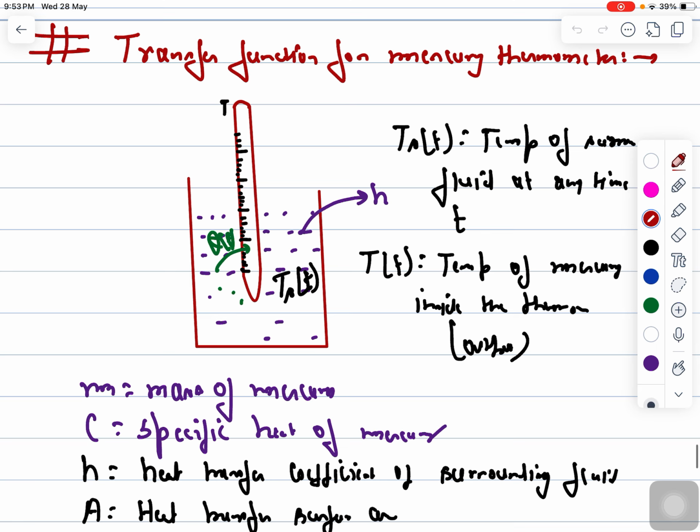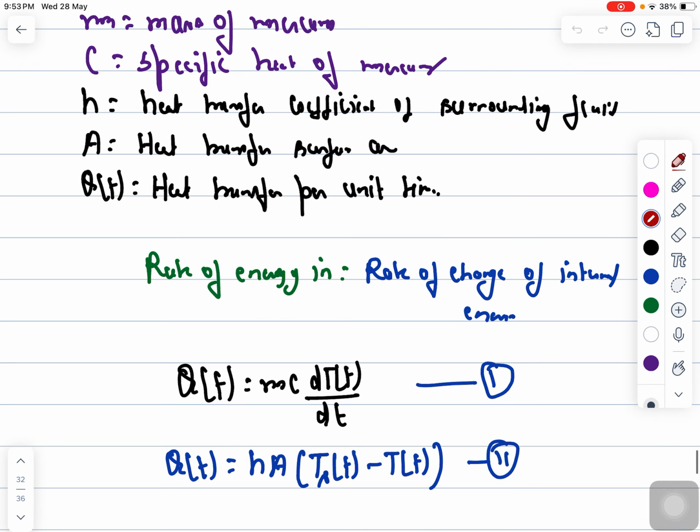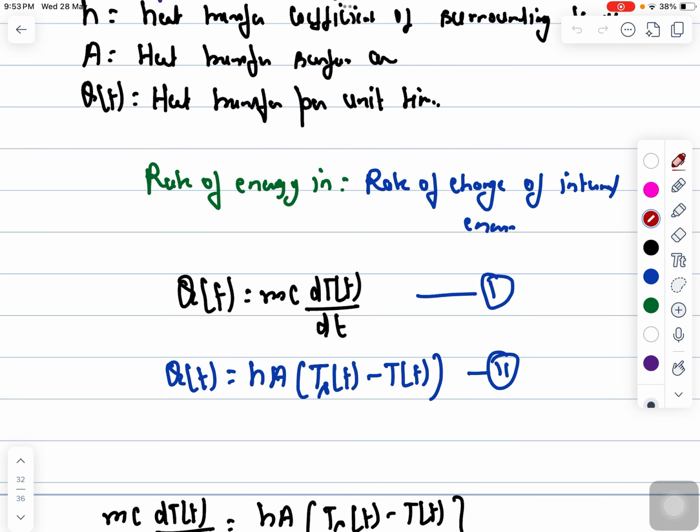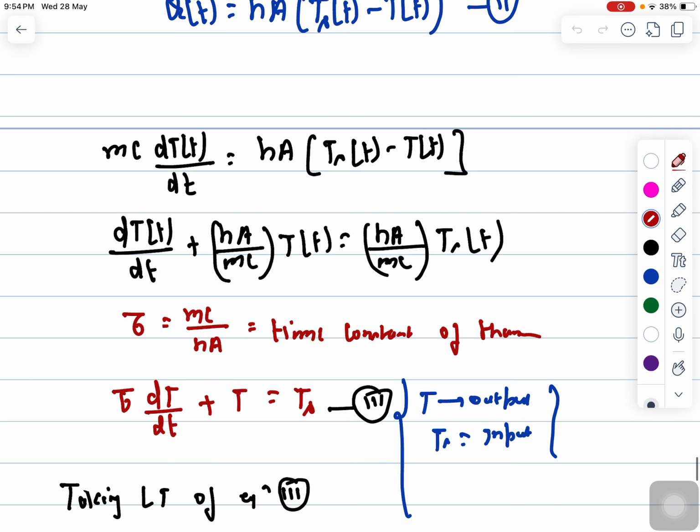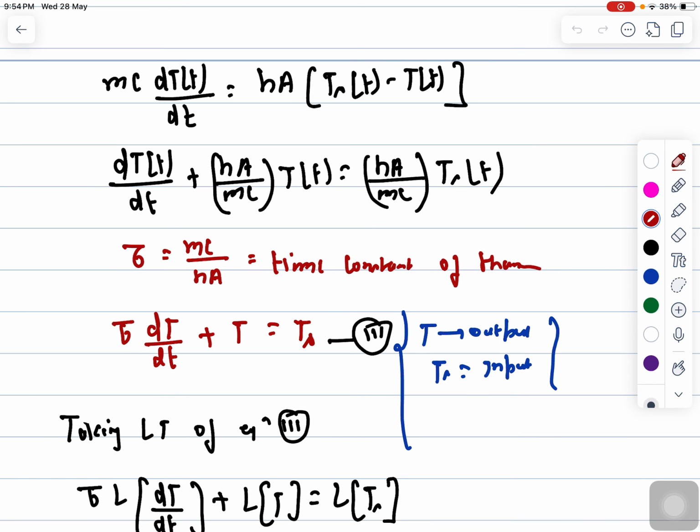So in the previous lecture, you can see I've discussed the transfer function for the mercury thermometer, and already I have derived these things where we have seen that the rate of energy in is equal to the rate of change of internal energy for the mercury. Here qt is the rate of heat transfer, that will be equal to mc dT by dt, where T is the temperature of the mercury thermometer, right? And after that we have derived the time constant for the mercury thermometer, that is tau, which is mc by hA.